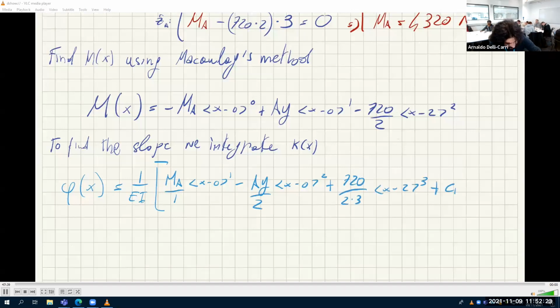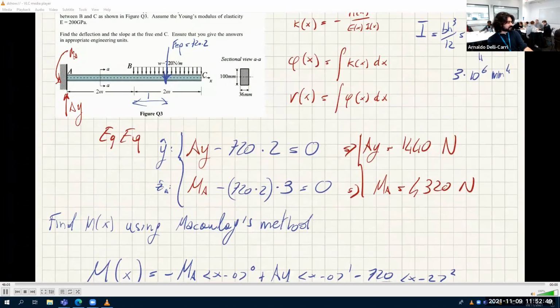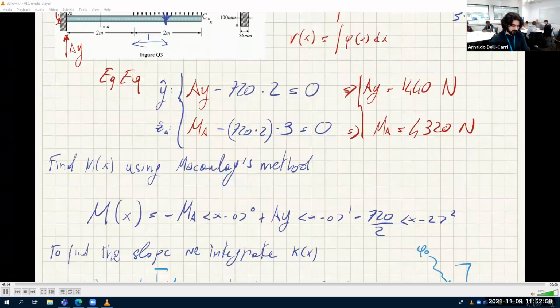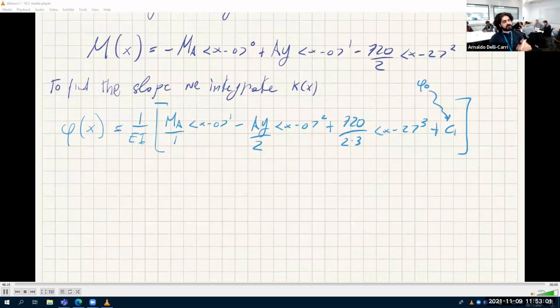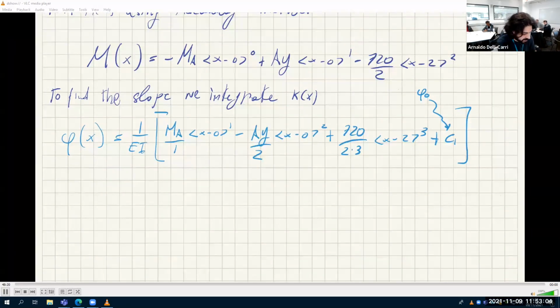Plus C1. What is C1? Constant of integration. This C1 is also called phi 0, because it's the initial slope. Okay? And of course, I can already tell you that C1 is 0 in this case. How do I know? Because the slope here is constant, is fixed. So there is no slope at point A. So I know that this slope must be 0. So phi 0 is 0. Well, we'll find this later, but I can anticipate this to you already.